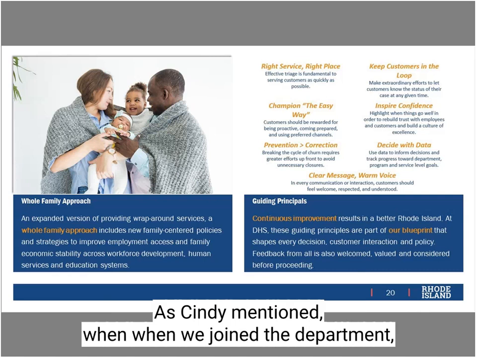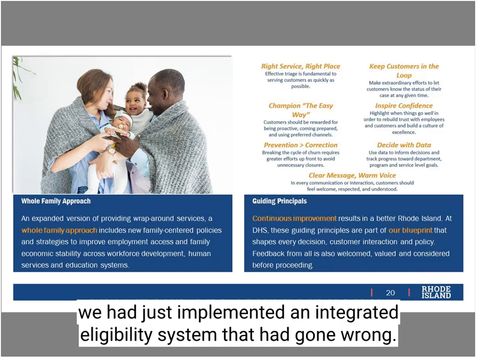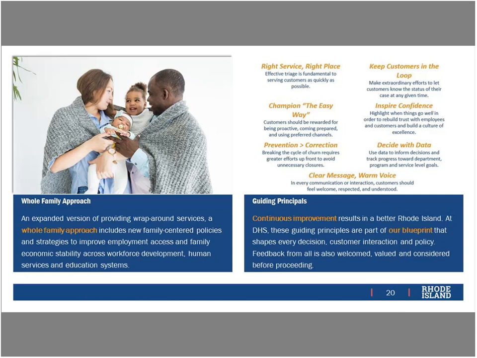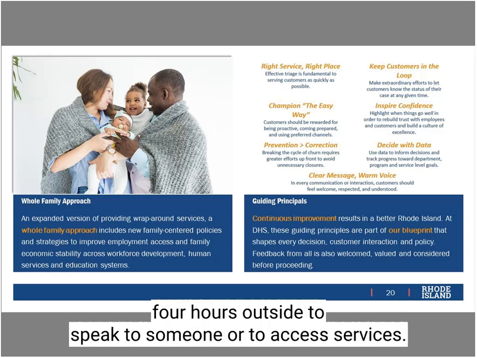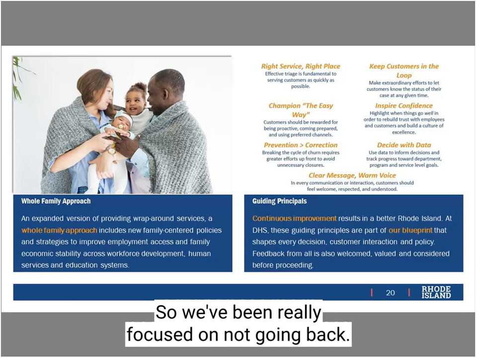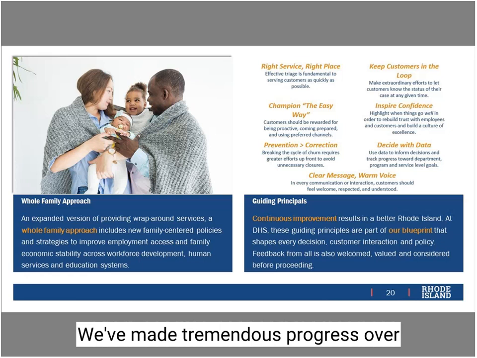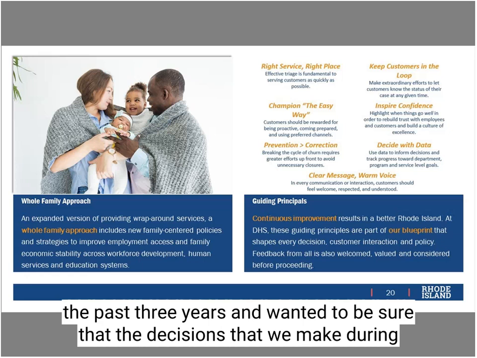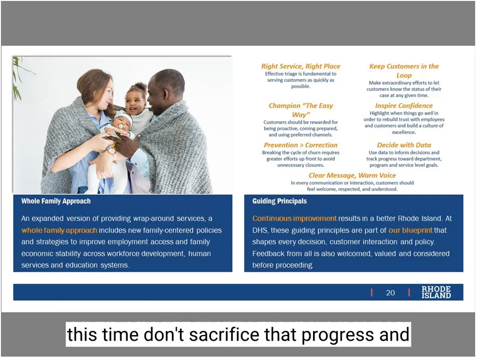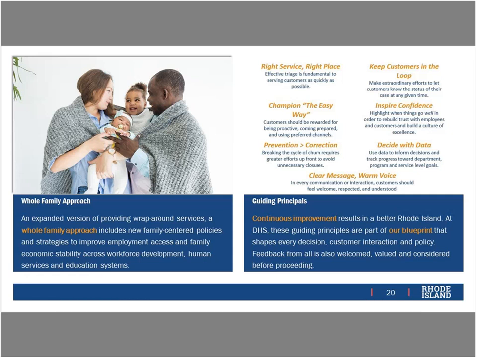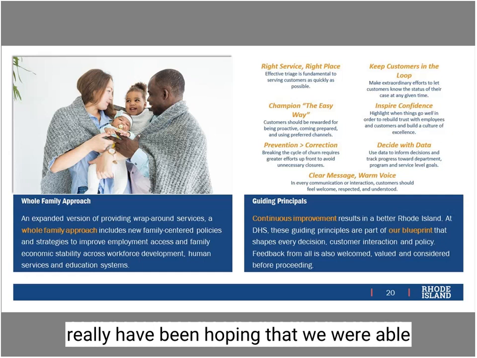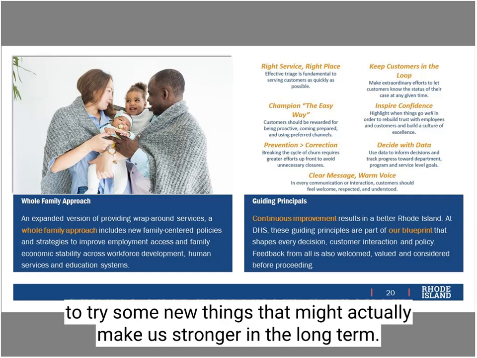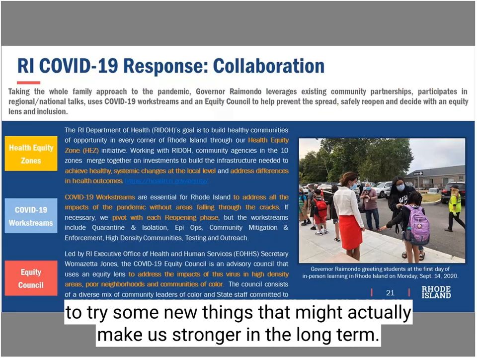And as Cindy mentioned, when we joined the department, we had just implemented an integrated eligibility system that had gone wrong. We had people waiting sometimes 3 or 4 hours outside to speak to someone or to access services. So we've been really focused on not going back. We've made tremendous progress over the past 3 years and wanted to be sure that the decisions that we make during this time don't sacrifice that progress and really have been hoping that we are able to try some new things that might actually make us stronger in the long term.